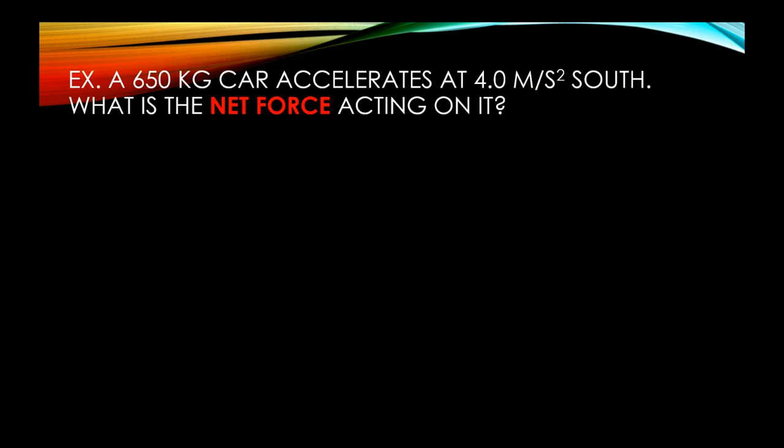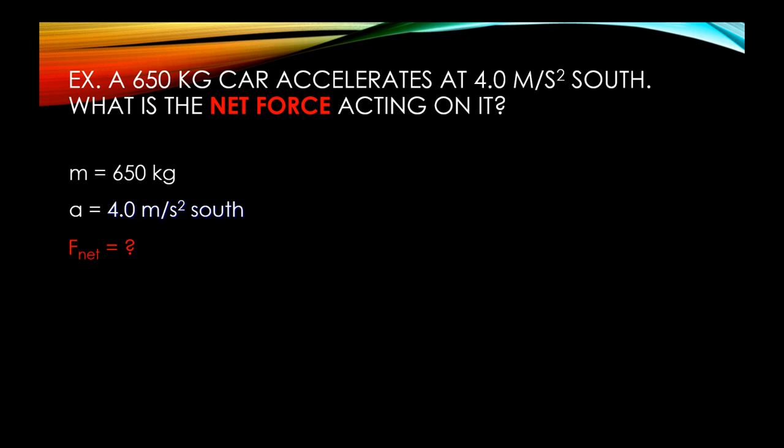So let's try an example. A 650 kilogram car accelerates at 4 meters per second squared to the south. What is the net force acting on it? So the first plan of attack should be to write down everything that you know. We were given the mass of 650 kilograms, and we were given the acceleration of 4 meters per second squared south. So then we're trying to find the net force.